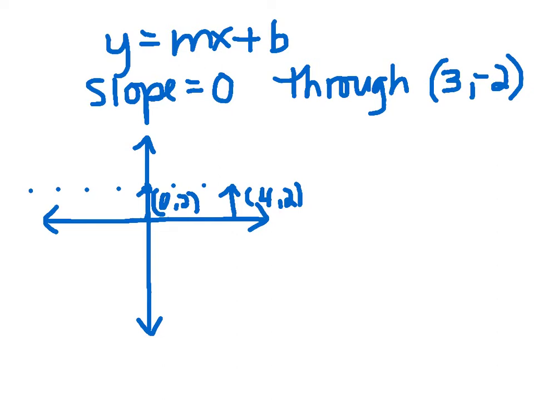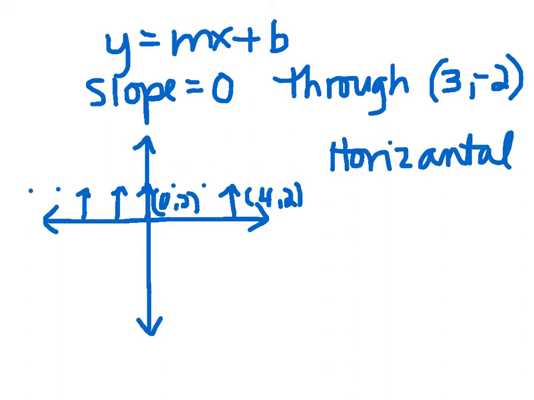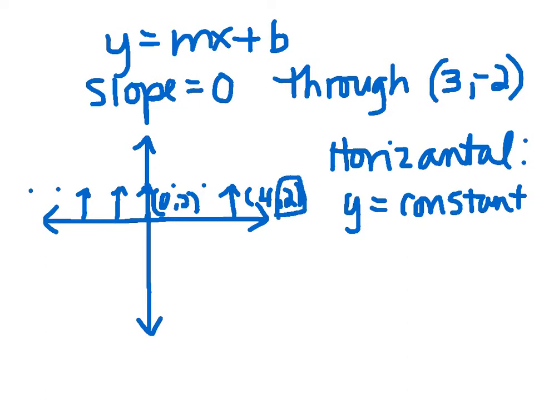The y-coordinate is always 2, which means that when I have a horizontal line, the equation is always y equals a constant. And it is the constant that it's going through. So if one of the points on the line is 4, 2, if y is 2 in this point, that means it's 2 in any of the points that a horizontal line goes through.